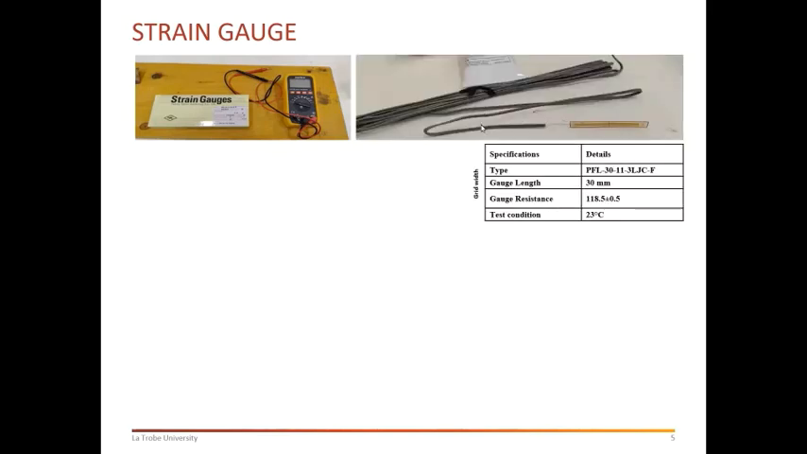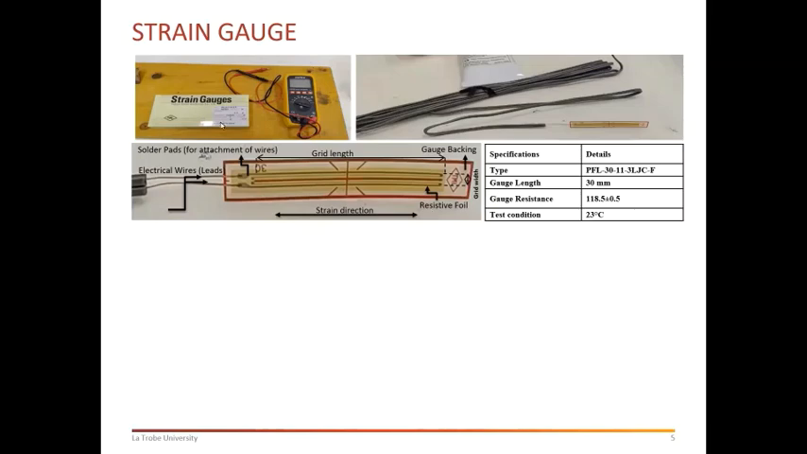And this image shows the unpacking of one of the strain gauges. And this is the strain gauge properties. This is the strain direction grid. This is the length, this is the width, and these are the properties.